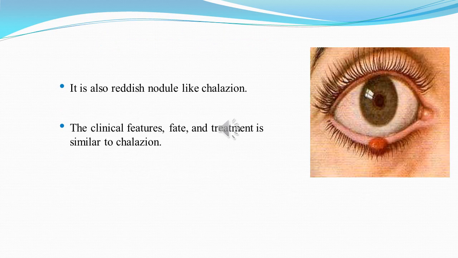This is the picture showing the marginal chalazion. You can see here there is a nodule or lesion popping up at the lid margin, which has a smooth surface and is usually non-tender, and we have to treat this condition by means of a surgical procedure, that is incision and curettage.